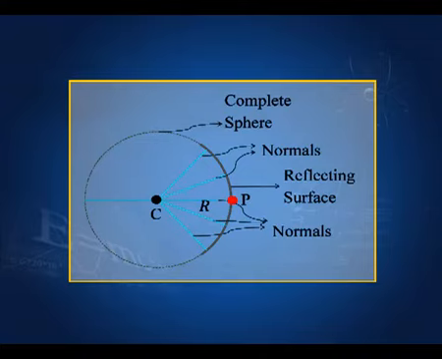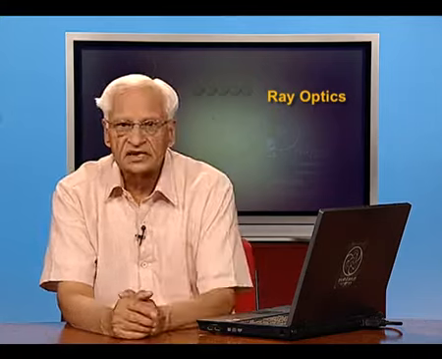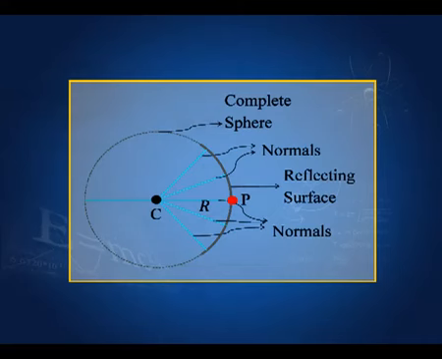All radii from the center to the sphere are normal, and P is the geometrical center of this surface. The radius of this spherical surface, of which this is just a part, is called the radius of curvature of this surface. So, we have the radius of curvature of this surface, and we have this point which is the geometrical center of this reflecting part of the sphere.